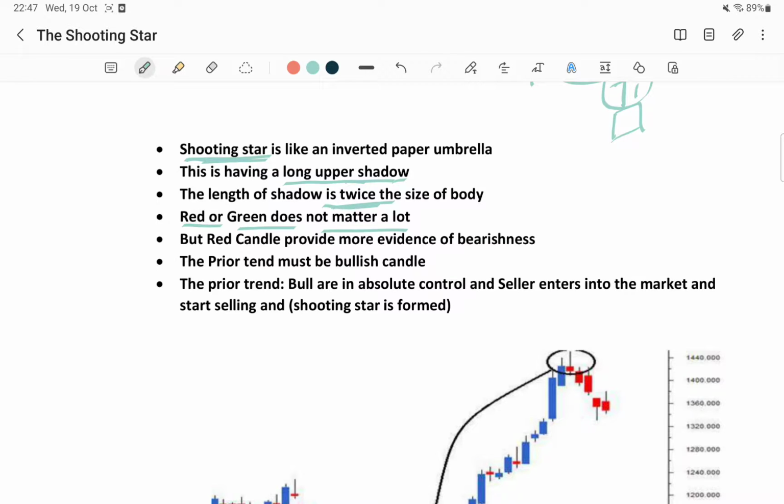So take the example: there is an uptrend happening in the market, and after that a shooting star is formed. How does the shooting star normally look? Shooting star normally looks like this. Okay, and also there is another uptrend happening, and after that another shooting star is formed, which is a red color shooting star. If you take these two scenarios, this red color gives more confidence than the green color.